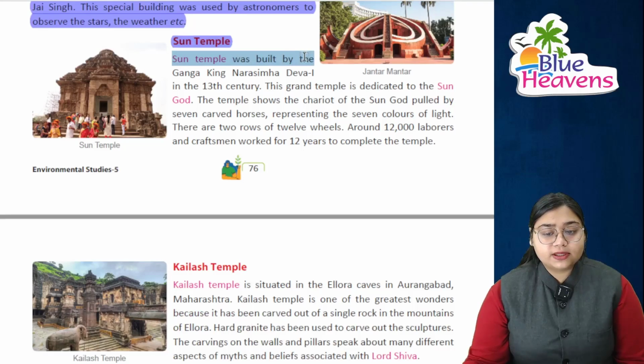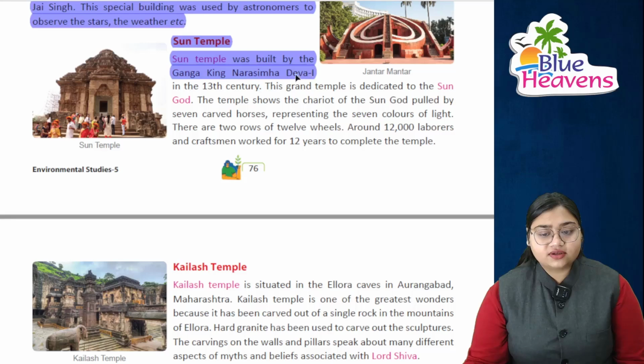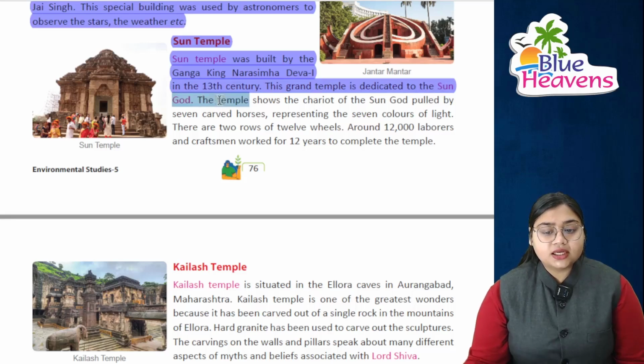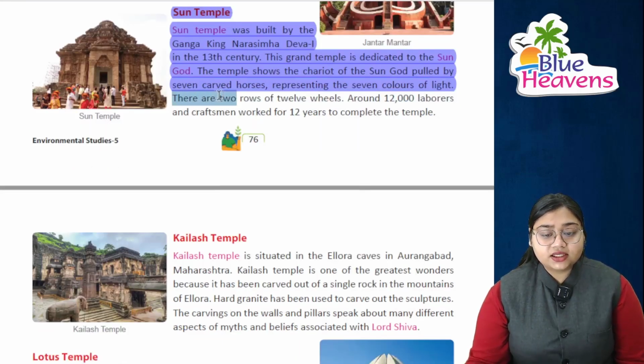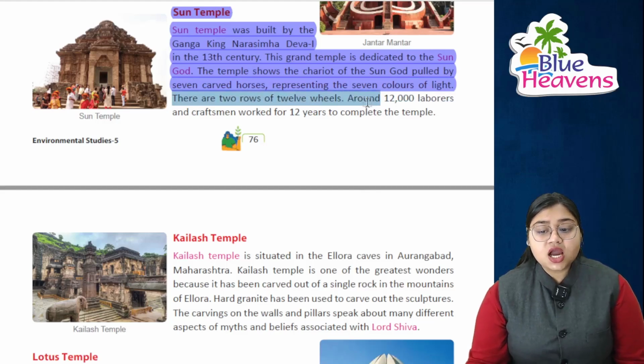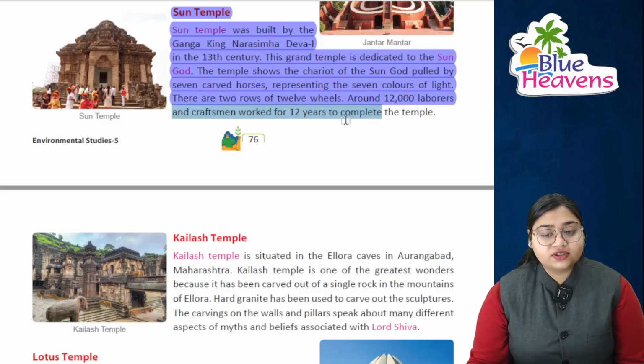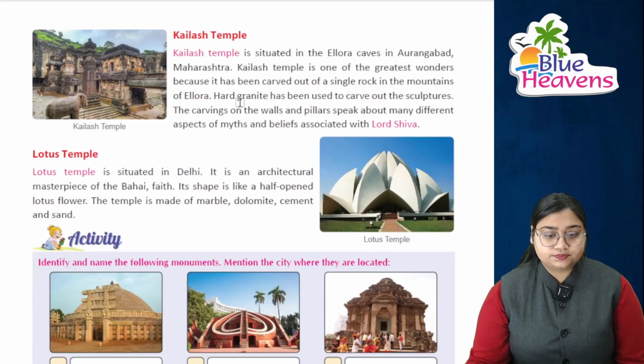Sun Temple was built by the Ganga king Narasimha Deva I in the 13th century, and the grand temple is dedicated to the sun god. The temple shows the chariot of the sun god pulled by seven carved horses representing the seven colors of light. There are two rows of 12 wheels. यहाँ पे दो rows हैं 12 wheels की. Around 12,000 laborers and craftsmen worked for 12 years to complete the temple.